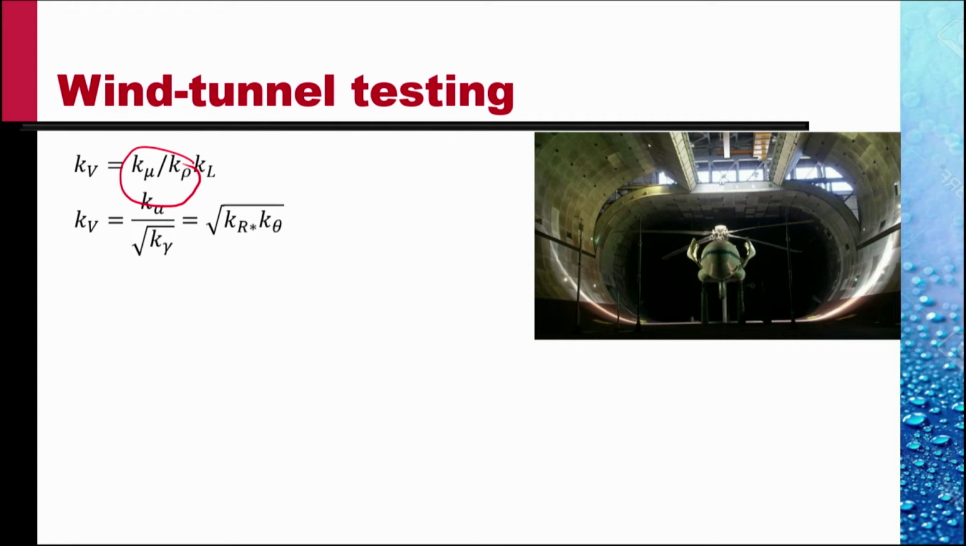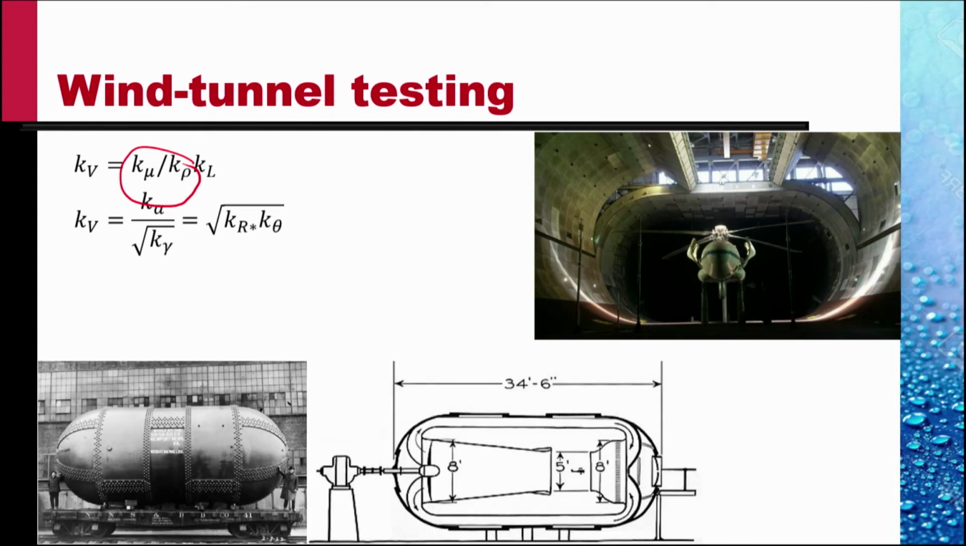So one way to test models at the same value of Reynolds number and Mach number is to test them in what is called the high density tunnels. This is NASA's high density tunnel, which has now been decommissioned. It is a large vessel inside which the pressurized air is kept with a pressure of about 10 atmosphere. So the density is 10 times.